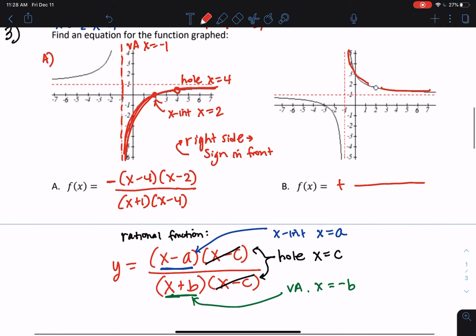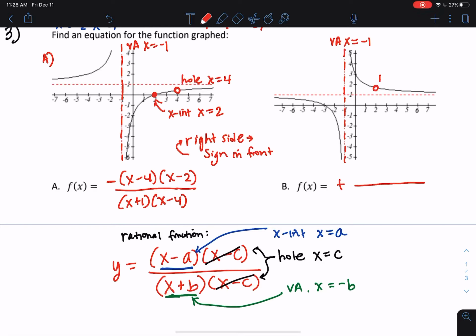And pause the video here, see if you can do the same process that we did for the last graph to figure out all of the factors of this graph. So my suggestion, hopefully you pause the video, is it's so much easier if you label things. So we have a vertical asymptote at x equals negative 1, a hole at x equals 2, and an x-intercept at negative 3. Let's start with our x-intercept this time.